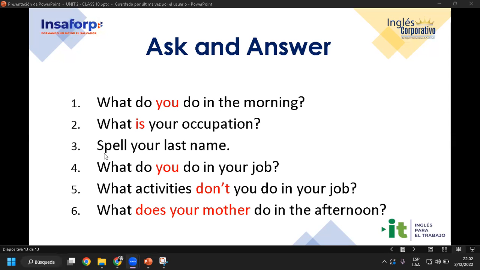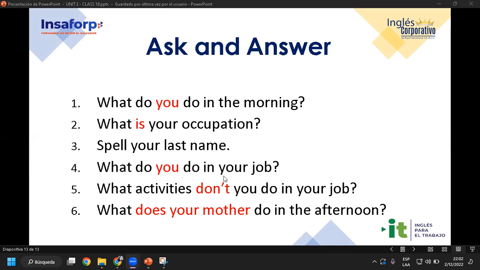Look at this one. Spell your last name. What is the meaning of last name? Apellido. Good. Ya todos practicamos el alfabeto, right? Yes. Okay, so espero que todos puedan deletrear el last name.